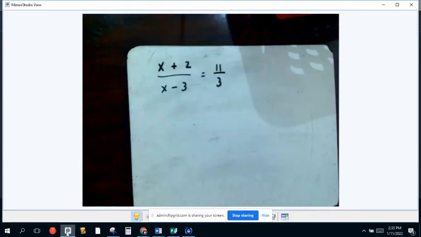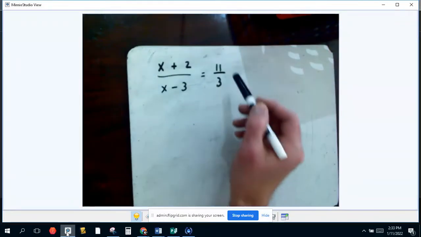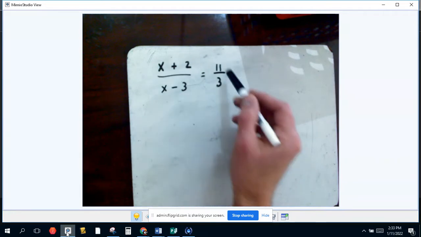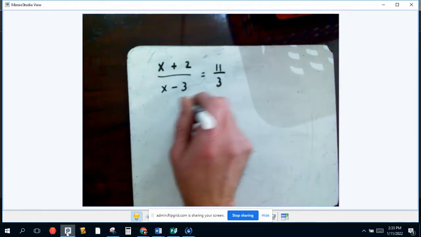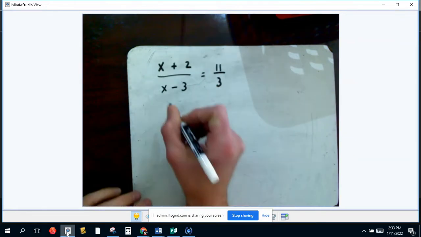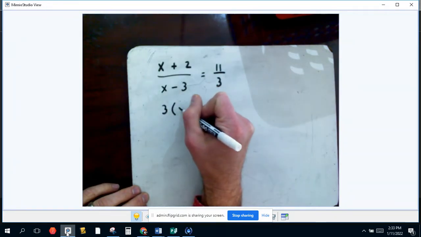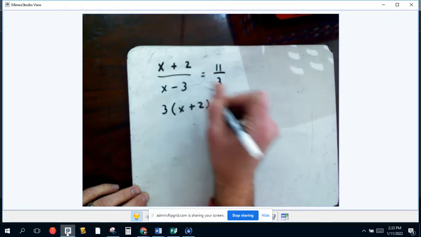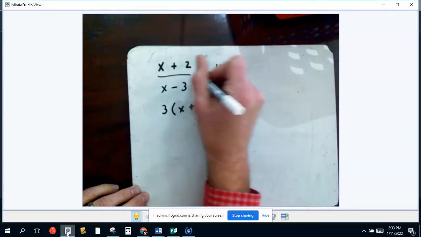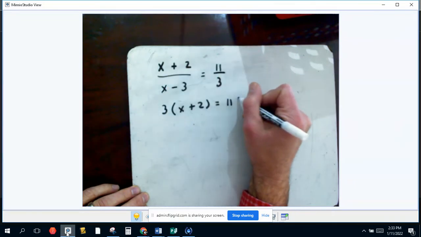Here we're solving a rational equation. A rational equation is just an equation that has two rational expressions. And if you have only one fraction, or one rational expression, per side, it's probably best just to cross multiply. Okay, so I'm going to multiply opposite corners: 3 times x plus 2 equals 11 times x minus 3.